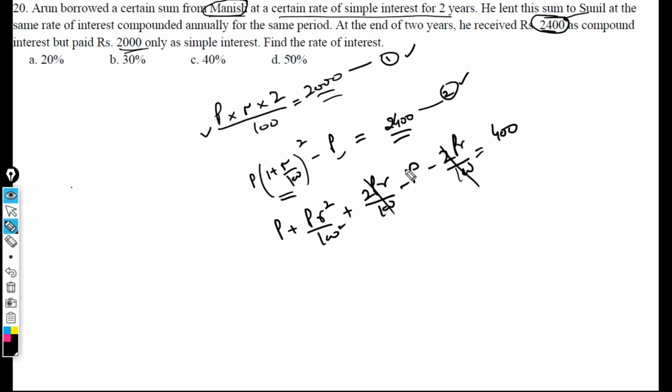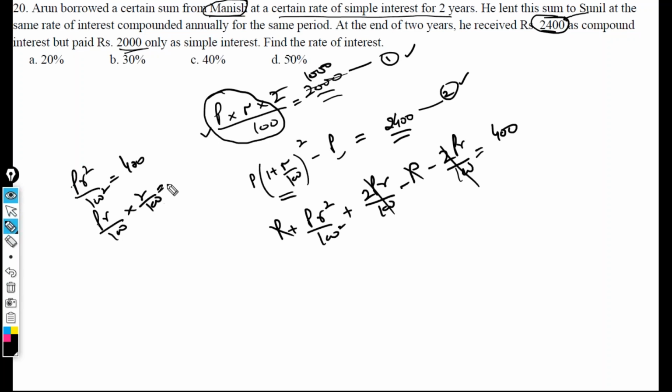So this 2PR got cancelled out, P and P got cancelled out. So we got another equation as PR square upon 100 square equals 400. I already have the value of PR upon 100, which is 1000. So if I split it as PR upon 100 into R upon 100 equal to 400, so this value is 1000. So of this 1000, two zeros got cancelled here, one zero got cancelled there. So R comes out to be 40%. Is it clear, everyone?